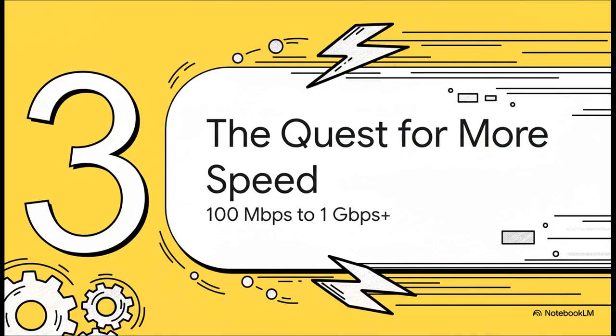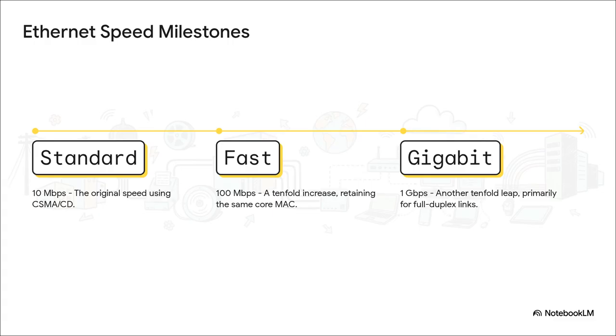Okay, so with the chaos of collisions finally tamed, engineers could now focus on the next big challenge: pure, raw speed. The conversations on the network were quiet and orderly, but now we needed them to be faster, like way, way faster. And the pace of innovation here was just breathtaking. In 1995, Fast Ethernet came along and boosted speeds by 10 times to 100 megabits per second. But then, just 3 years later, we saw another tenfold leap.